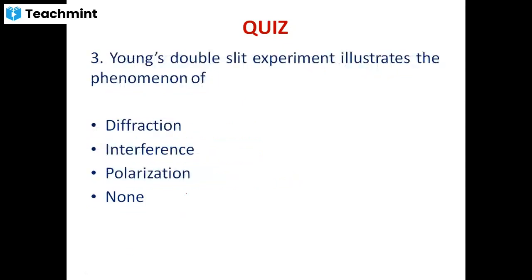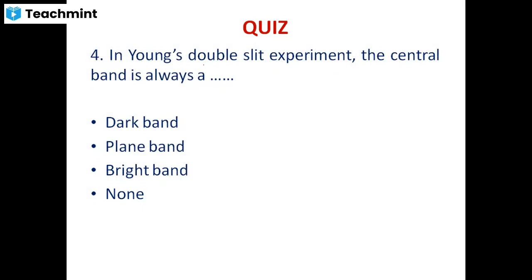Then question number 3. Young's double slit experiment illustrates the phenomenon of, yes, diffraction, sir. Interference. It demonstrates the phenomenon of interference, right? Next, in Young's double slit experiment, the central band is always a bright band. Okay, so it is always a bright band, that is the central band, right?